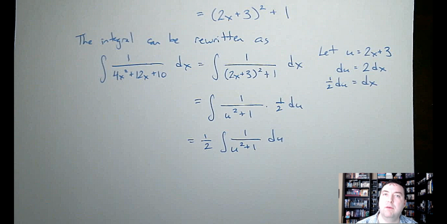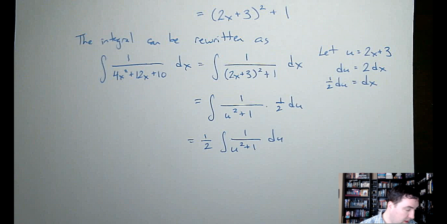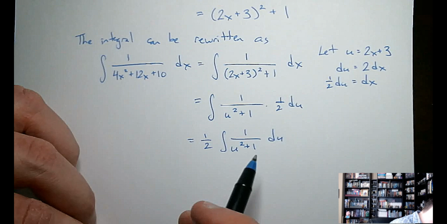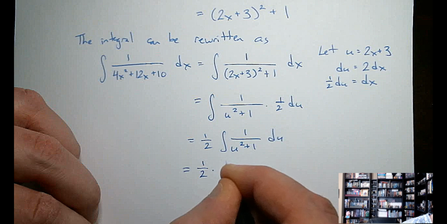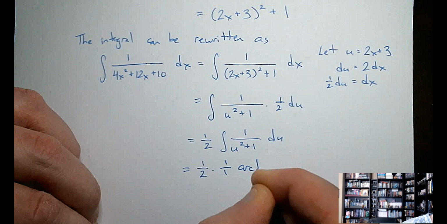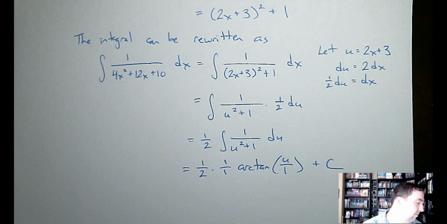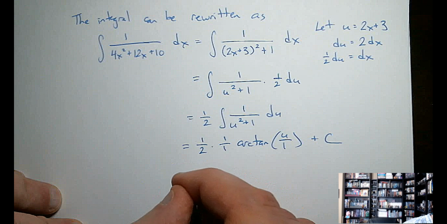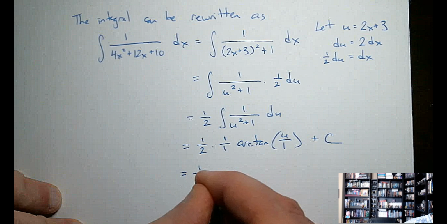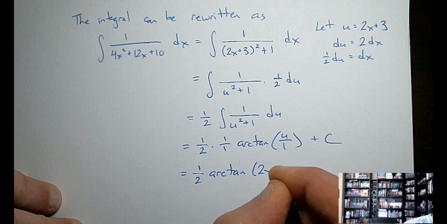We know the integral of 1 over x squared plus 1 would be 1 over 1 times the arctangent of x over 1. So it means that this is just going to be a half times the arctangent of u, plus c. And as always, with any u substitution, we'll substitute back in for u. U is 2x plus 3. So in other words, that's a half times the arctangent of 2x plus 3 plus c.